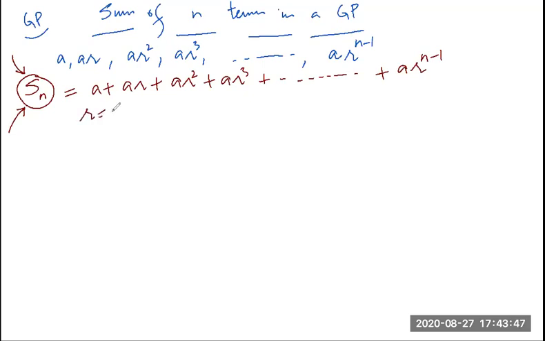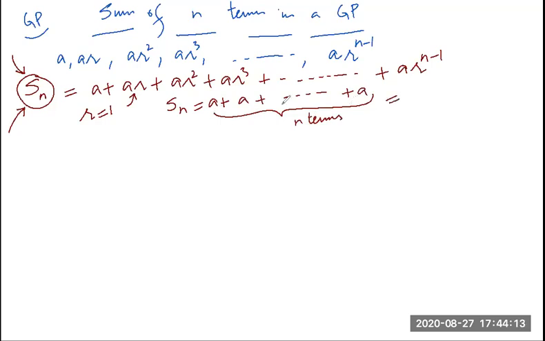Now there are two cases. R can be 1. In that case, what is the sum of n terms? The first term will be A. What will be the second term? If R is 1, A. So all the terms will be A. How many terms are there? These are n terms. So very simple, students. A added n times, or Sn will be equal to n A. Only in the special case, if R is equal to 1, if the common ratio is equal to 1.